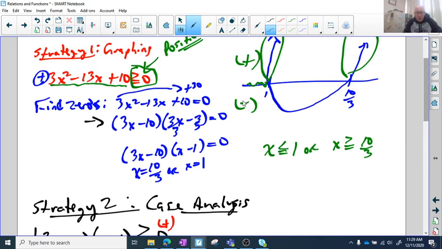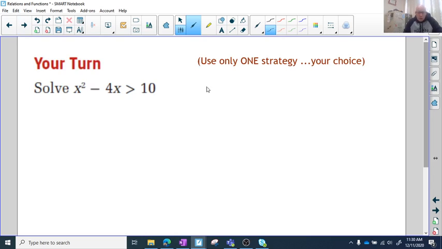You would never be asked to do it any particular way. You get to choose whichever way you're more comfortable with and solve the inequality using your strategy of your choice. But you definitely need to be able to solve a quadratic inequality. Let's look at a couple more just to make sure you're okay with this. So it says here, use only one strategy, your choice.